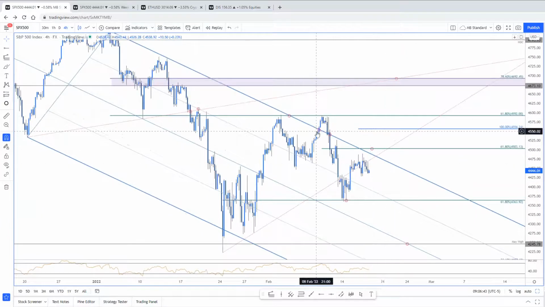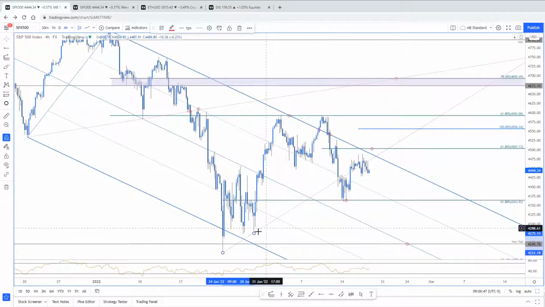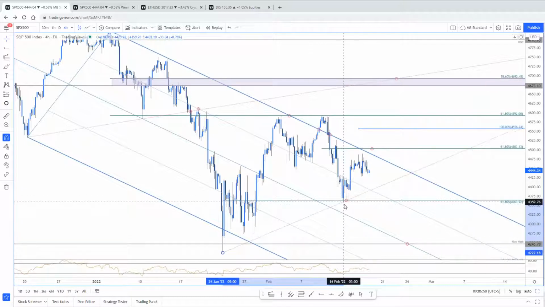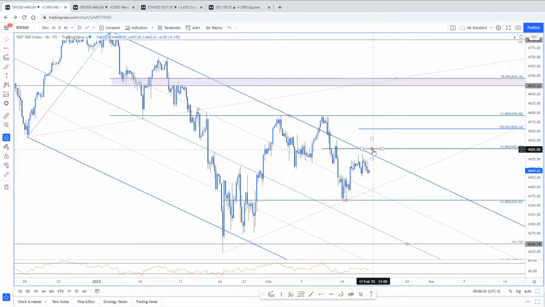All right, there's that break we saw last week. Here's the tumble. Forget this slope at this point. Actually, I'd probably stretch this out to this low. All right.